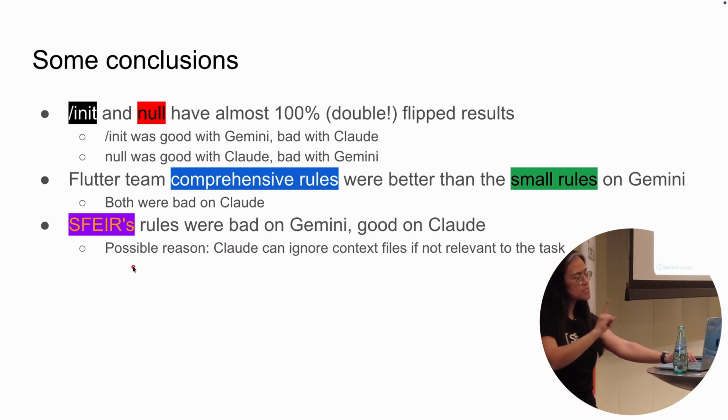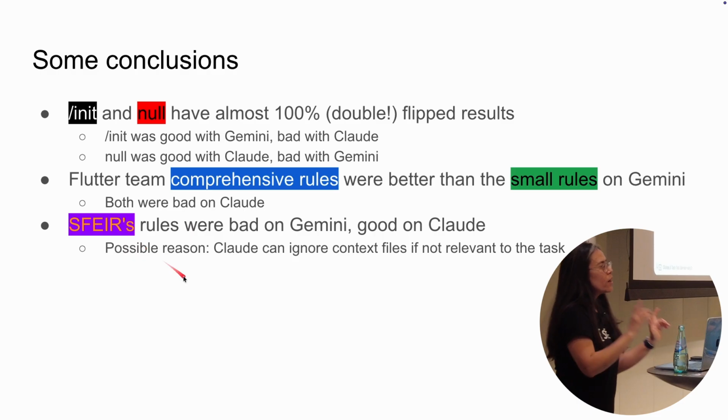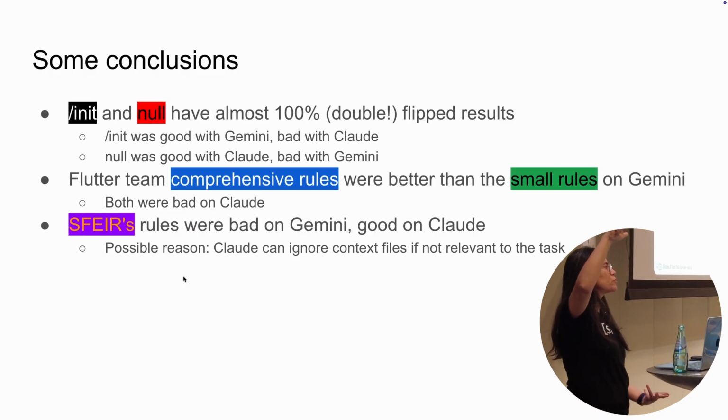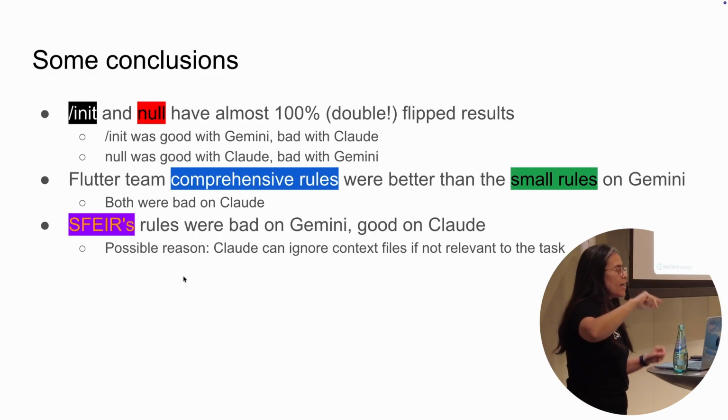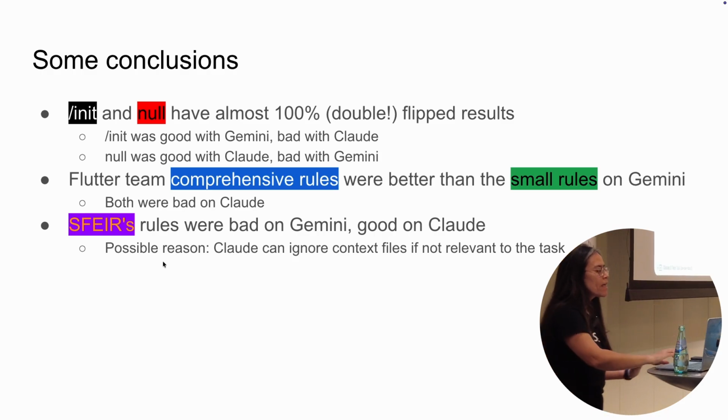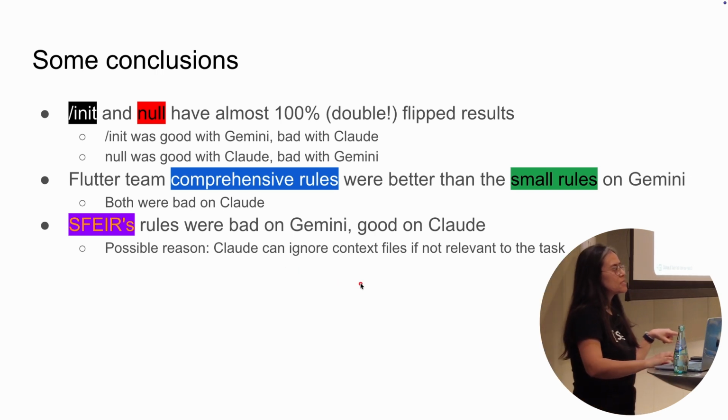I have one hypothesis for this. Mine was really big, almost 40,000 characters. And the one from my director was from another project, and it had some specific information about his project only, and his project is kind of niche. And I learned that Claude actually can ignore context files if it thinks that they're not relevant to the task. So maybe this is what happened.